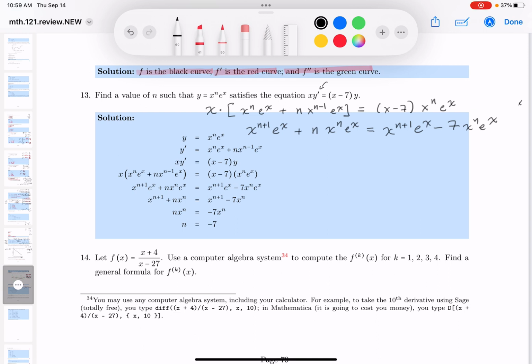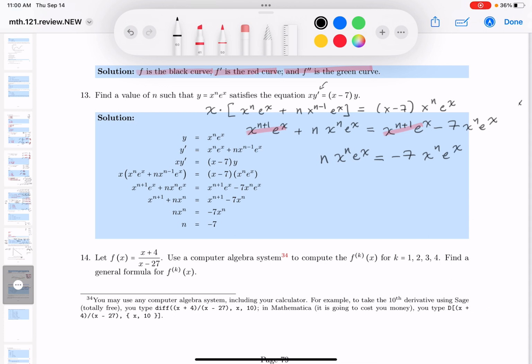But one thing I noticed about this thing, this term here is like this term here. So I can subtract them away. And what would you get? Then you'd get n x to the n e to the x is equal to minus 7 x to the n e to the x.